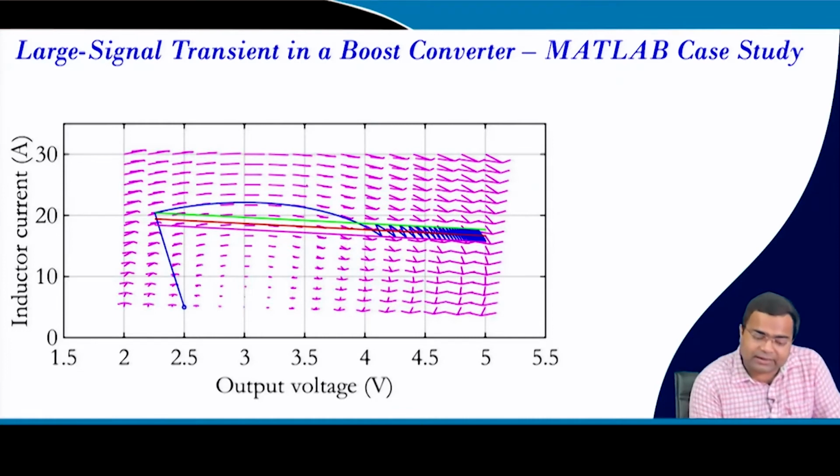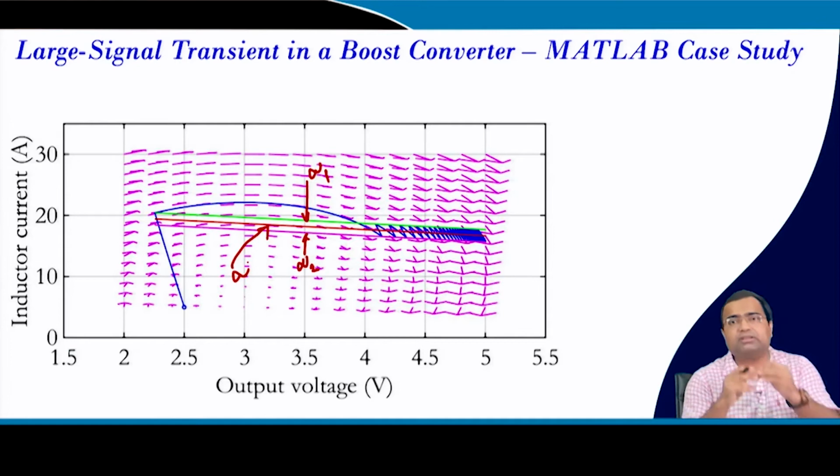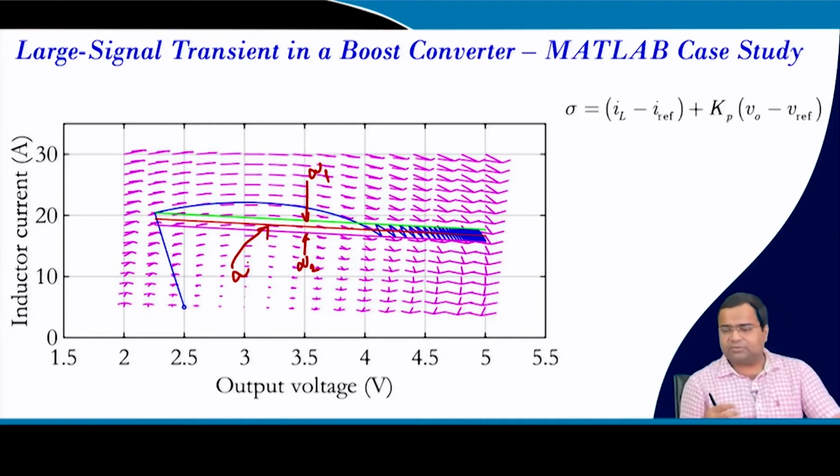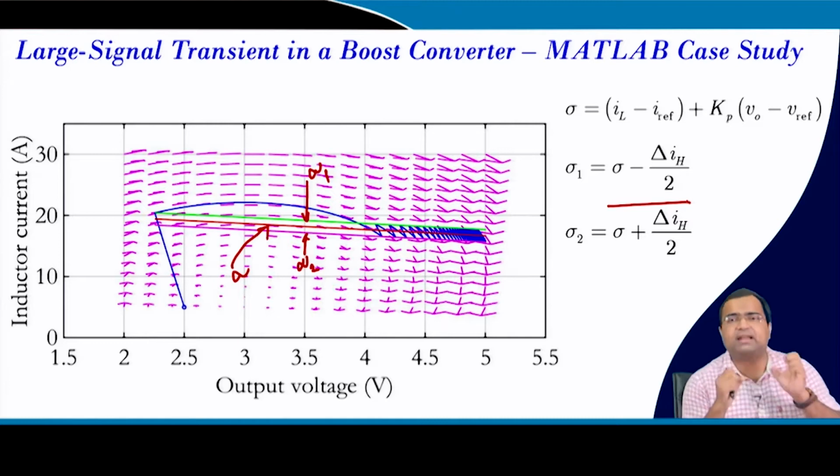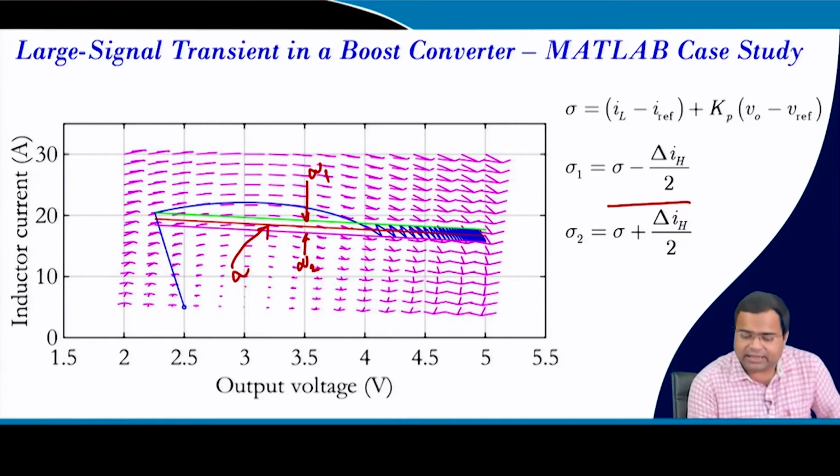We need to incorporate this band. This is my sigma 1, this is sigma 2, and this one is my sigma. So, around the sigma we will have sigma 1 and sigma 2, which is just a hysteresis band, and sigma 1 is sigma minus delta h by 2, sigma plus delta h by 2. So, some band is inserted, so that once it reaches here, it stays within this band, and this is similar to your sliding motion.